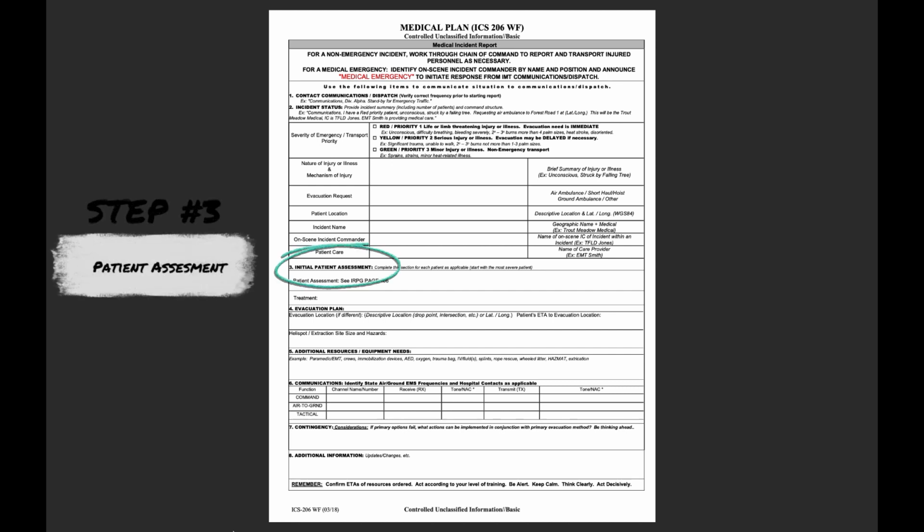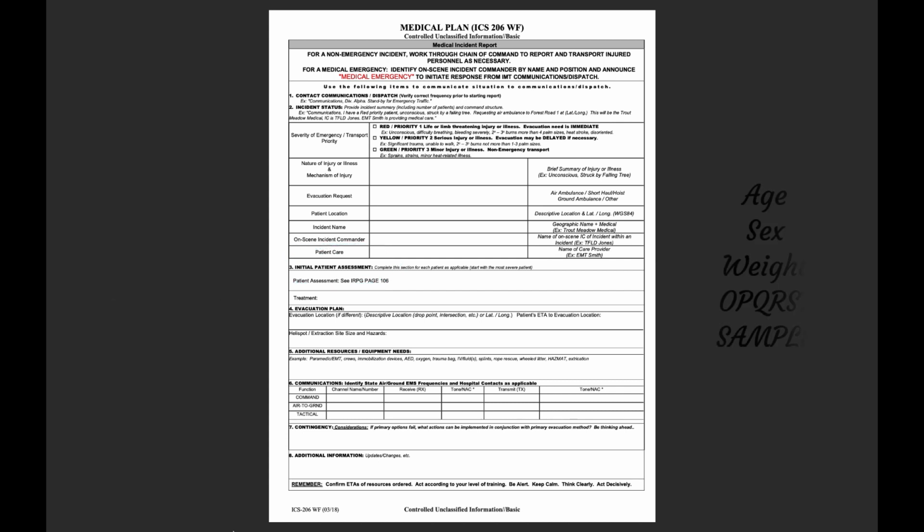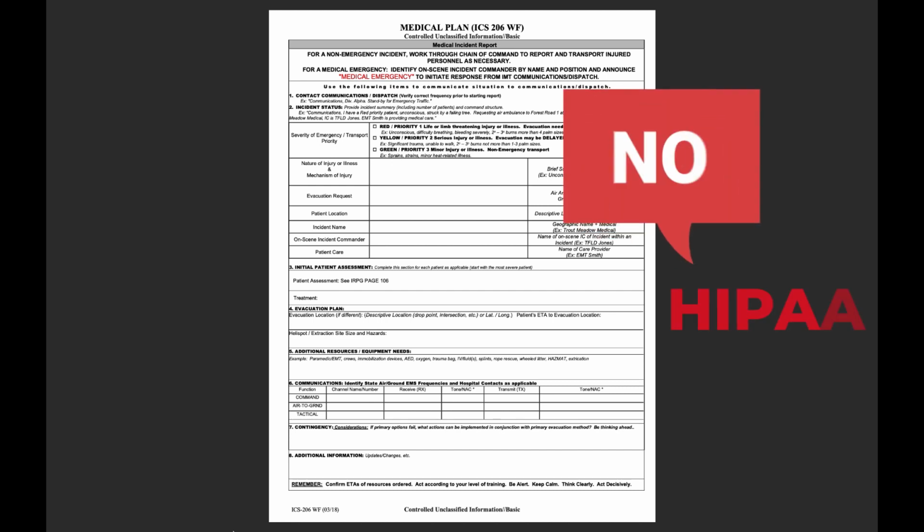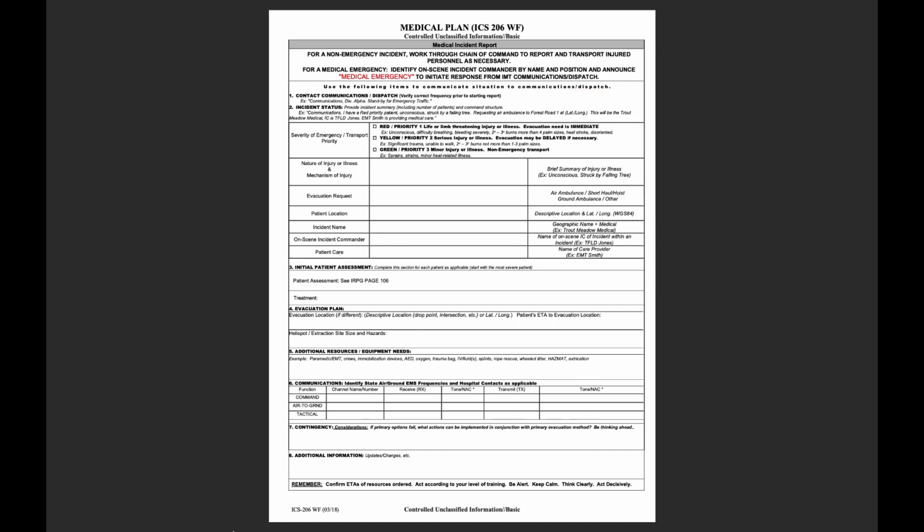In here, this is the initial patient assessment. This is going to include the age, weight, and overall assessment of the injury or illness, including with an OPQRST and a SAMPLE. We are not going to be using any HIPAA information over the radio. We are not going to use names or designators. And then we're going to give an overall assessment of the patient along with vitals that include your blood pressure, heart rate, respiratory rate, and SpO2.